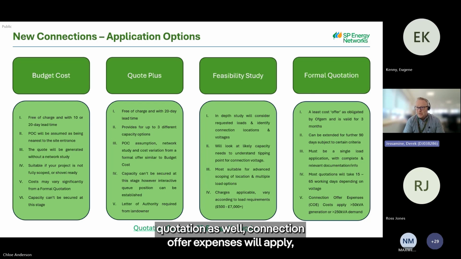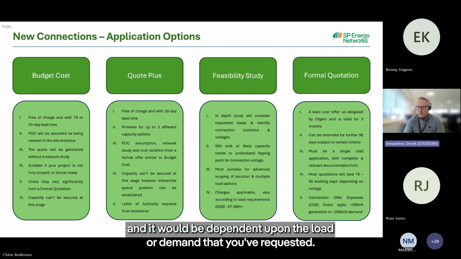And the formal quotation as well, connection offer expenses will apply, and it would be dependent upon the load or demand that you've requested.